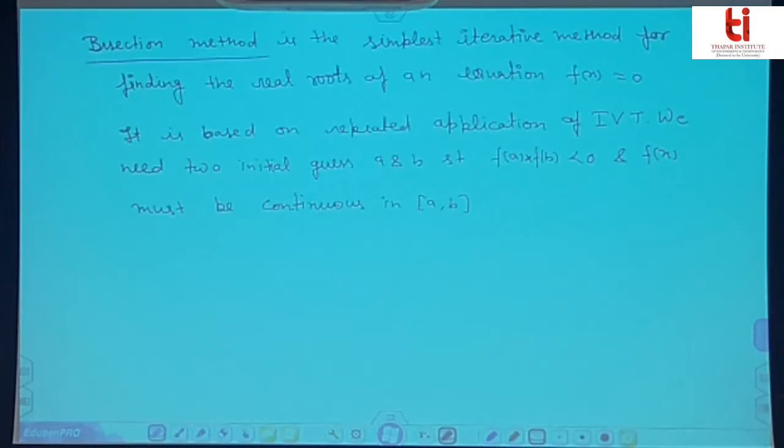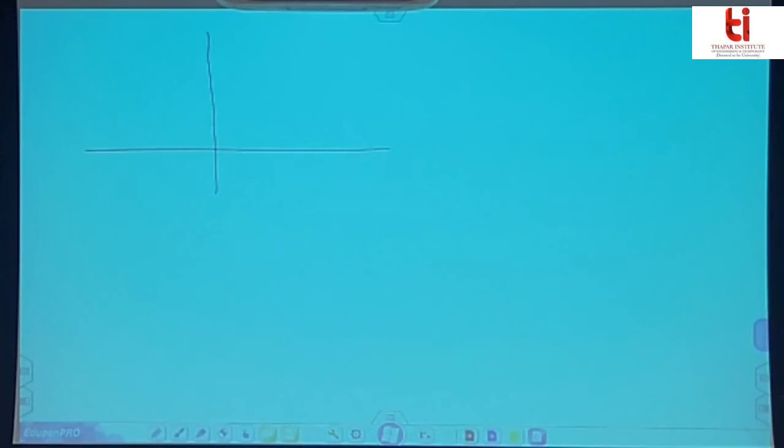So what do we do first? Let us suppose there is a function f of x, and this is the point A, and this is the point B. These points A and B we can compute either by guess or by the intermediate value theorem. So in the bisection method, first we require a function. This function should be continuous inside the interval AB, and then in the bisection method, we are trying to find the root of the function, f of x equal to 0.